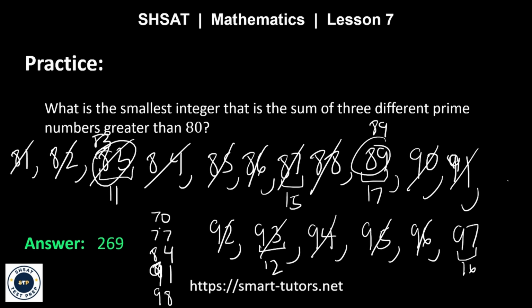98 is the next number in the 7 times table, so 97 must also be a prime number, and that is our third prime number. So we have 83 plus 89 plus 97, and if you add that up, you get 269. So that is our answer.